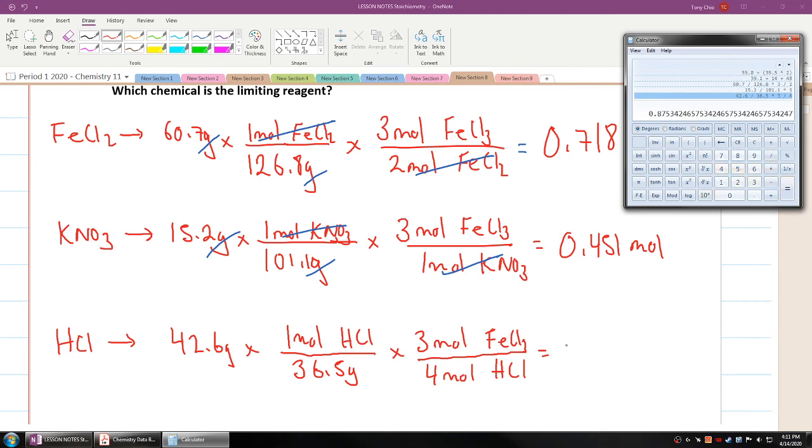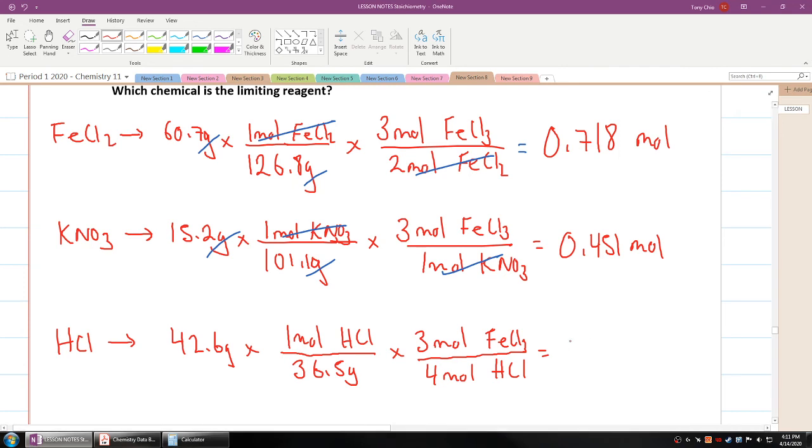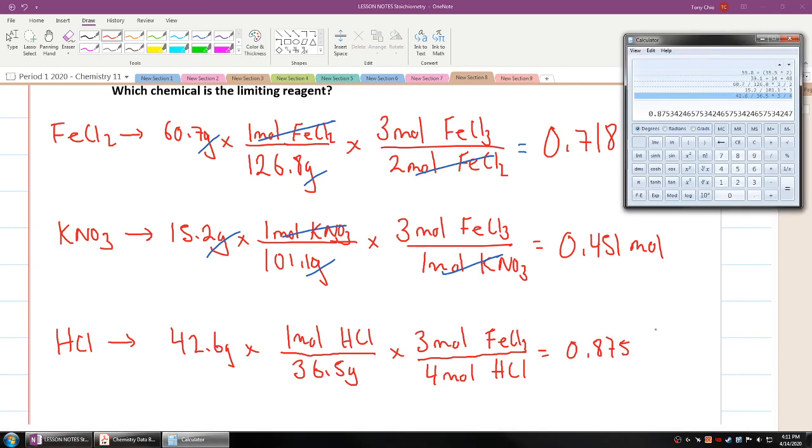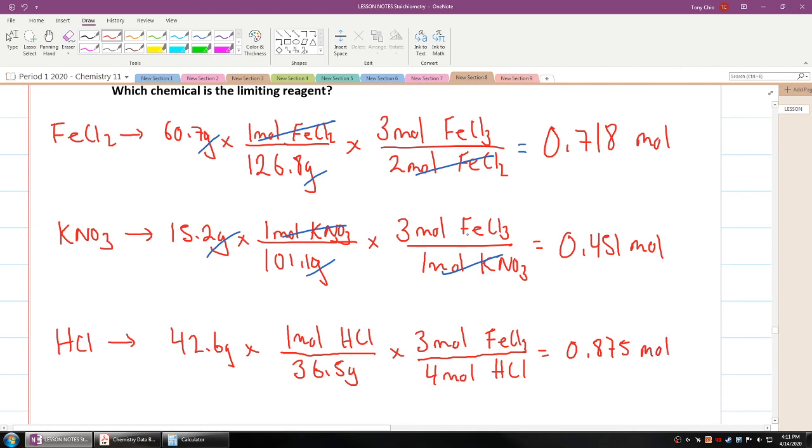And we're going to get 0.875 moles. So judging by this, which one is limiting? Which one produces the least theoretical yield? Well, KNO3. KNO3 here is your limiting because it's the one that produces the least amount of product. The other two are your excess. Yes, you can have multiple excess because anything that gets remaining is your excess.